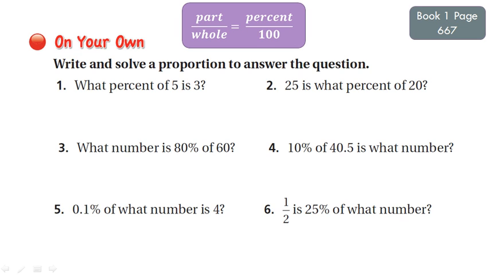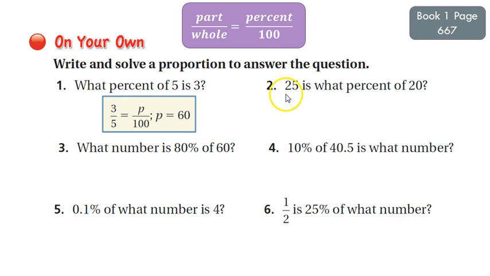The proportion and solution of the percentage for number 1 is 3/5 equals P over 100. We can easily use the method of scaling to multiply 5 by 20 to get 100, and then multiply 3 by the same number, 20, to get 60.